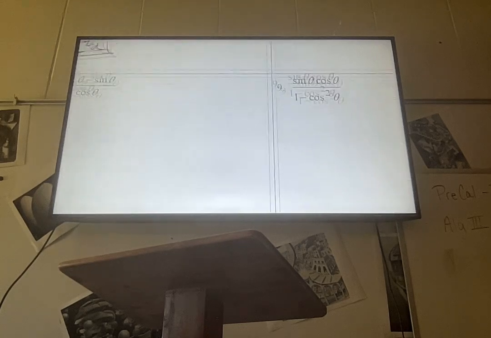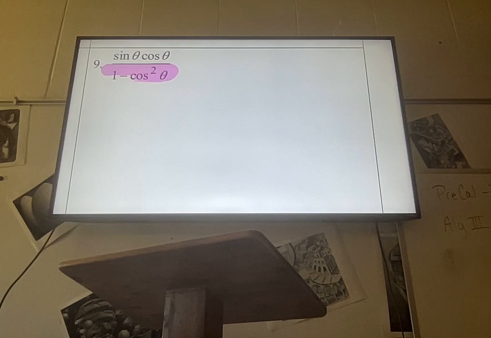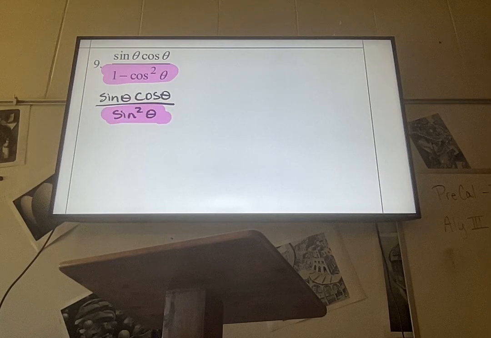And then number 9. Hopefully, and if not yet, eventually, you'll recognize this. Anybody know what that is? Sine squared. It's on number 5 on page 620. It was one of the ones we rewrote. But I can replace 1 minus cosine squared with sine squared because they are equivalent. Then the sine will cancel, one of them. And you get cosine over sine, which is cotangent. That's right.